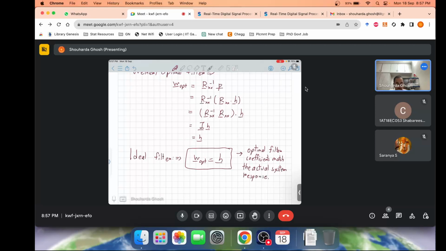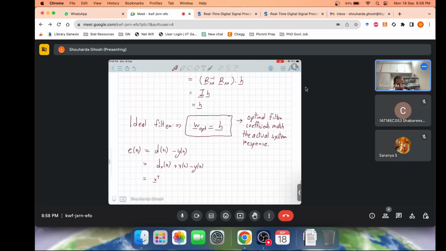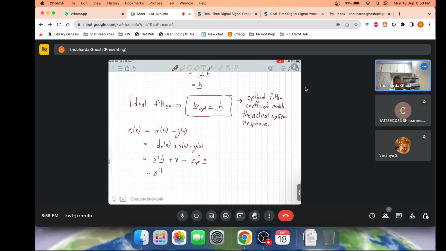And when this happens, what is our error? Our error is d n minus y n. And what was d n? d n was d naught n plus nu of n, minus y of n. What was d naught n? d naught n was x transpose h. This was nu. What is y? y is w optimal transpose x, here we are considering the w optimal case, and that's h transpose x. So x transpose h minus h transpose x, both are the same, so they boil down to 0.